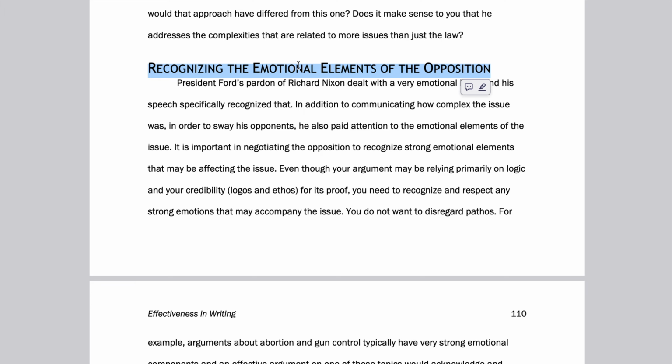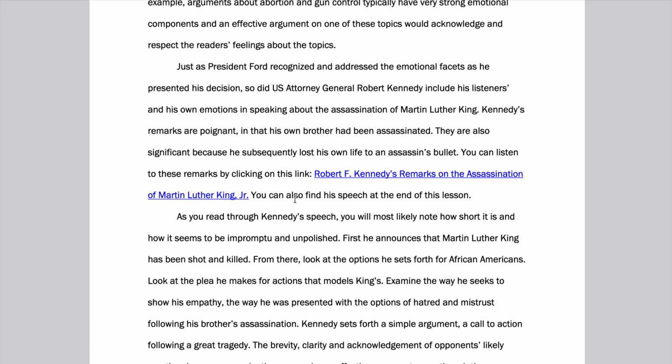Also, if it's a very emotional subject, so we can all think of emotional subjects right now, right? Politics, abortion issues, the war, there's so many things that are heightened emotionally. You need to recognize this with the opposition. Whether you're for or against something, it doesn't matter. Just recognize how the opposing view might feel.